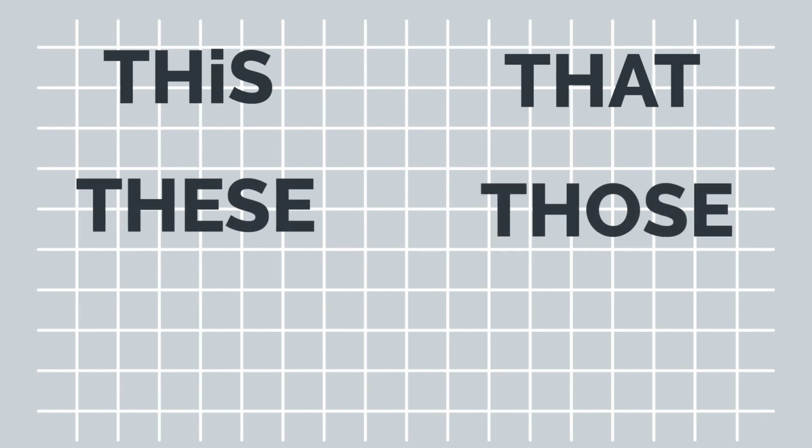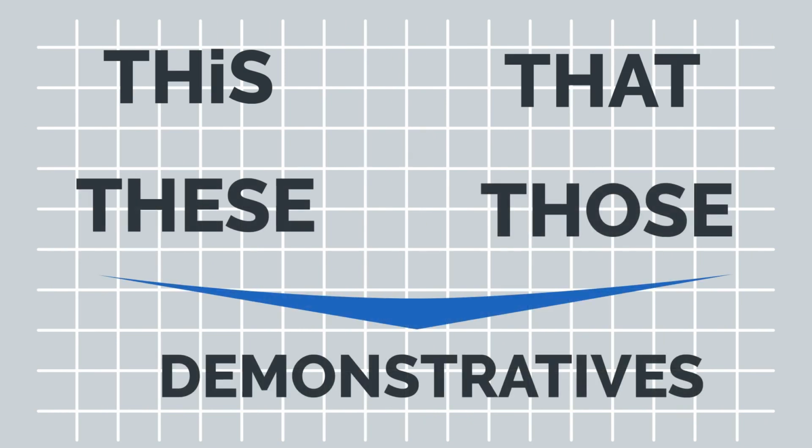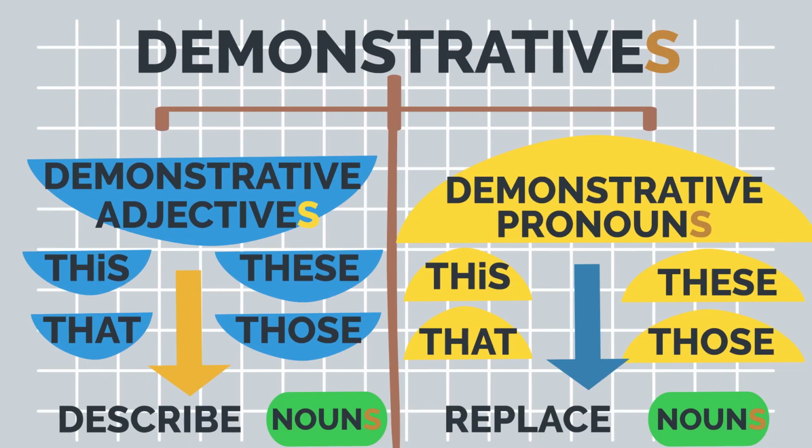The words this, that, these, those are called demonstratives. Demonstrative adjectives describe nouns. Demonstrative pronouns replace nouns.